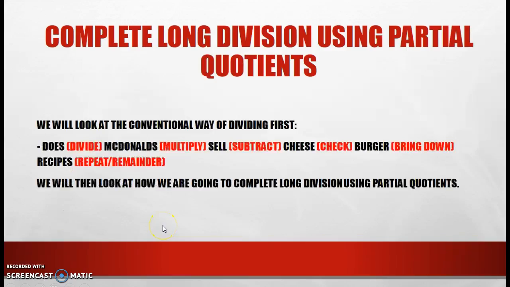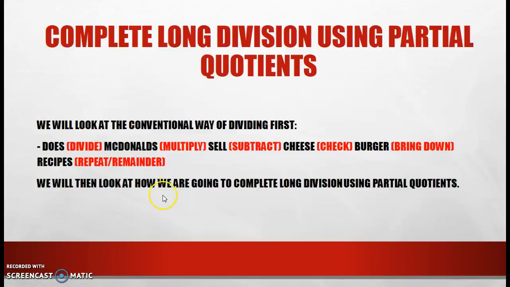The last thing that we're going to do during the week is we're going to start completing long division. So we're going to look at it 2 ways. The first way we're going to look at is a conventional way. This might be some steps to go through it. Does McDonald's sell cheeseburger recipes? So that stands for we're going to divide, multiply, subtract, check, bring down, and then either we're going to repeat our steps or we're going to have a remainder and we're finished.